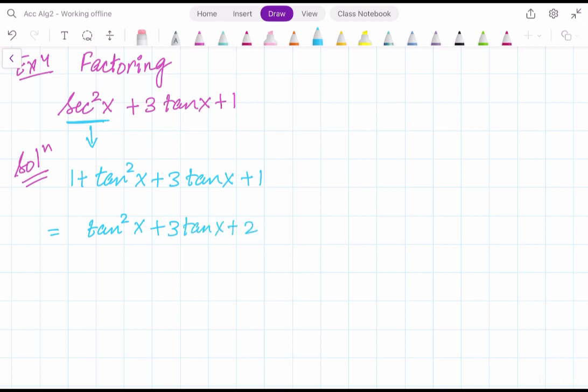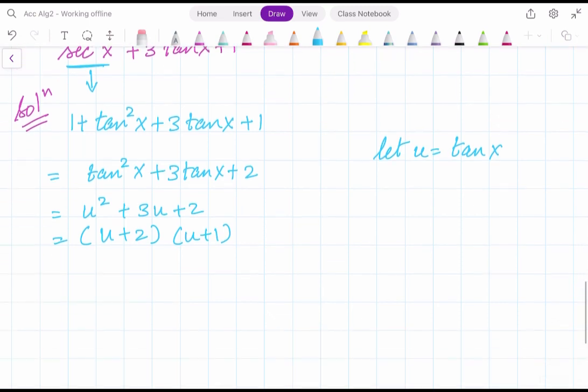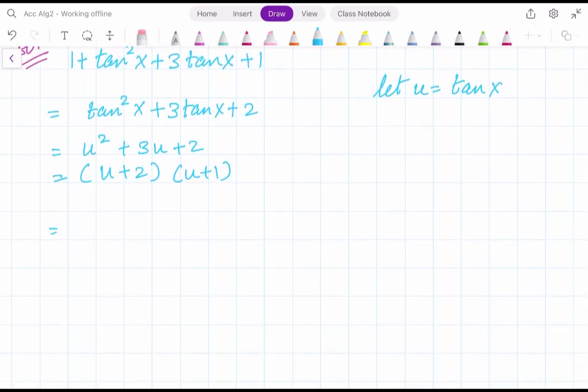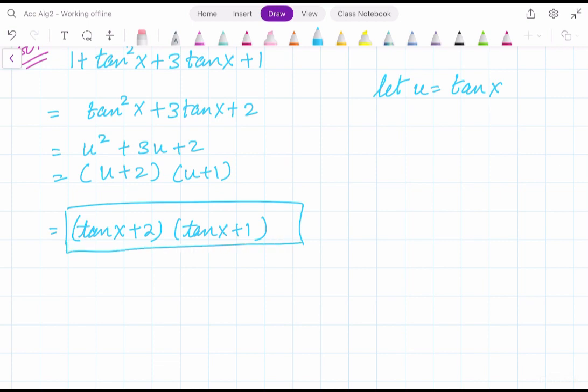At this point, I can use u sub. So let u equal tangent x. So u squared plus 3u plus 2. And then start factoring. Replace u. Tangent x plus 2 and tangent x plus 1. Okie dokie. Let's take one more example.